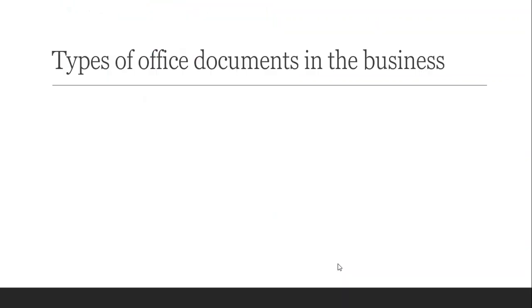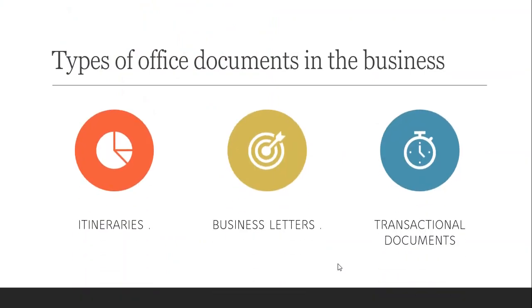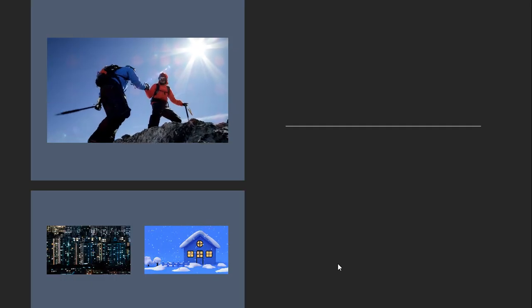So let's look at the types of office documents in the business. We'll be looking at three main documents: itineraries, business letters, and transactional documents. So first of all, let's start off with itineraries.